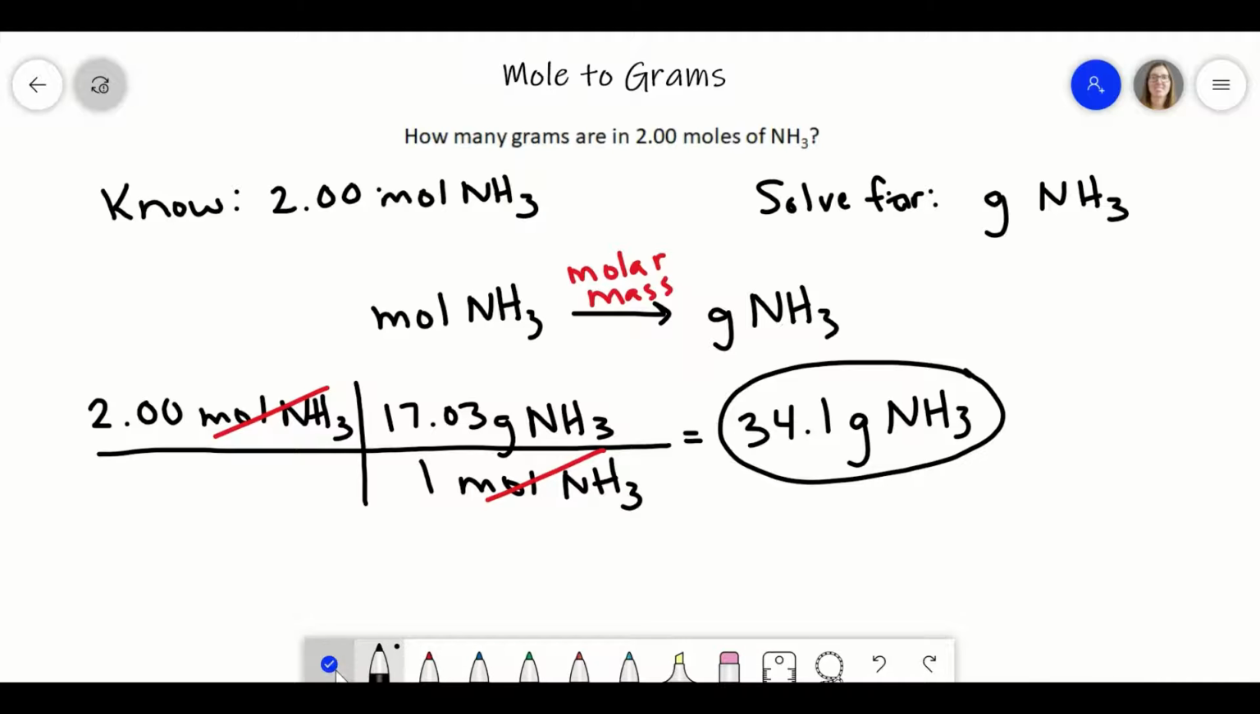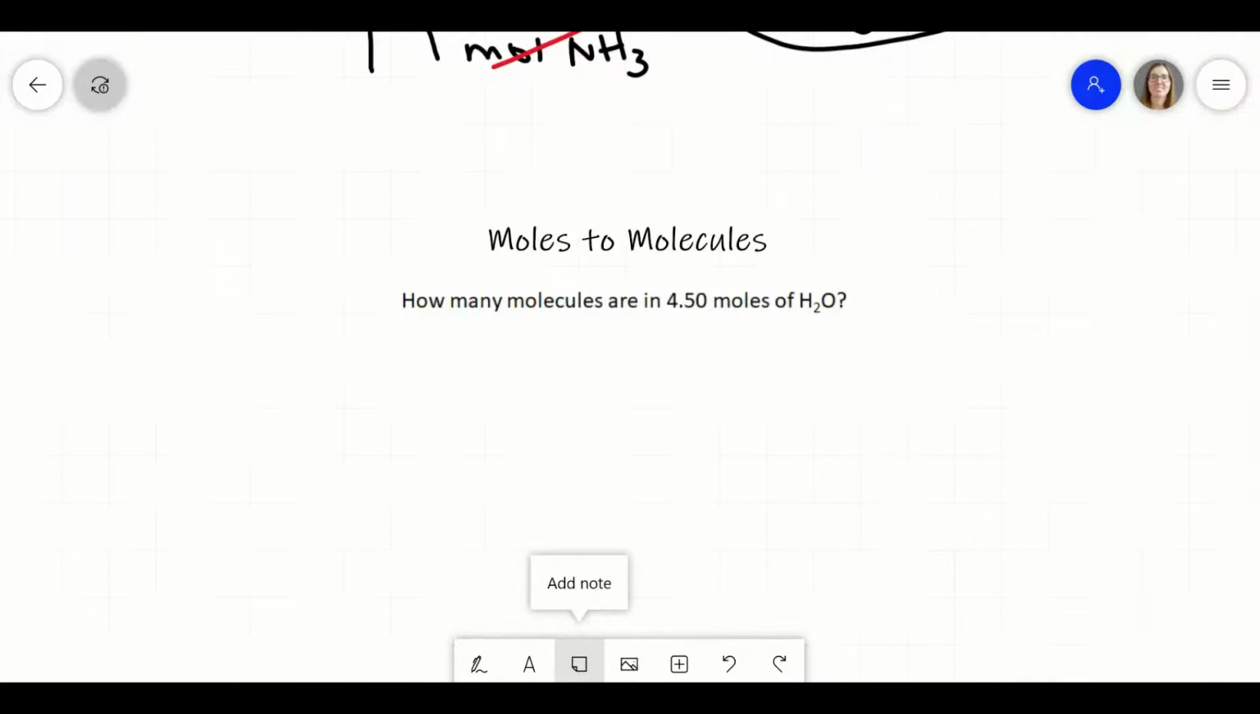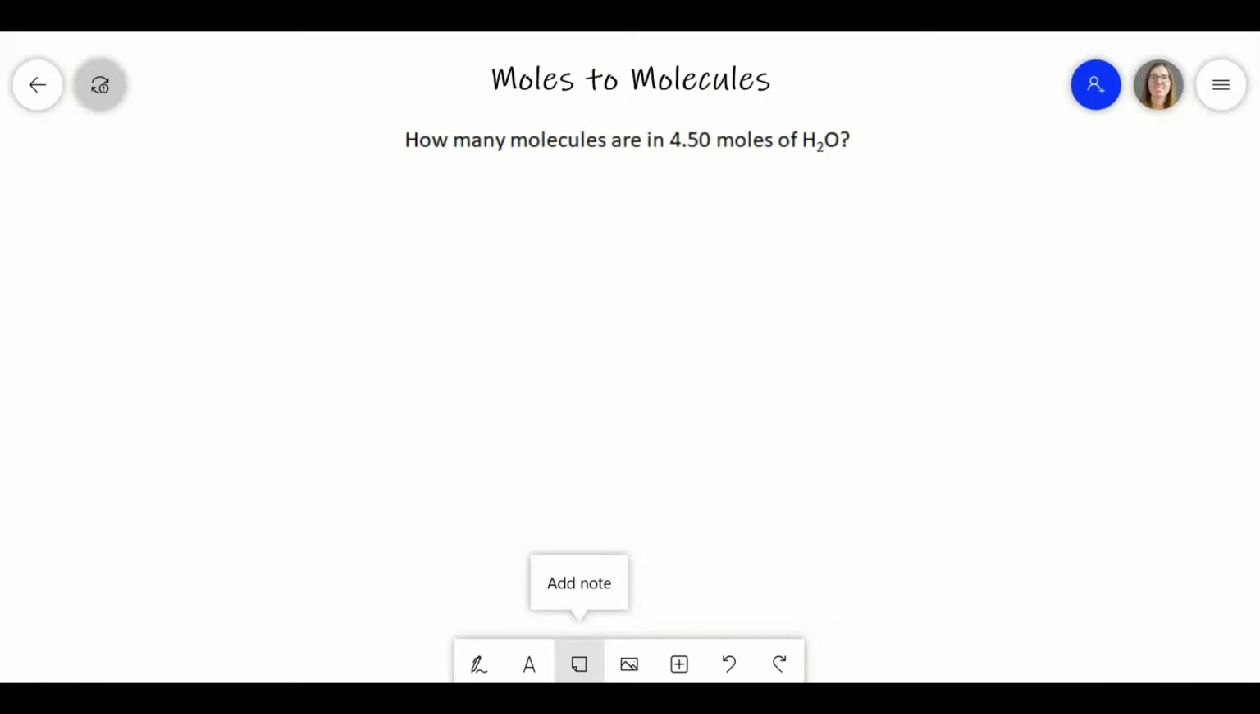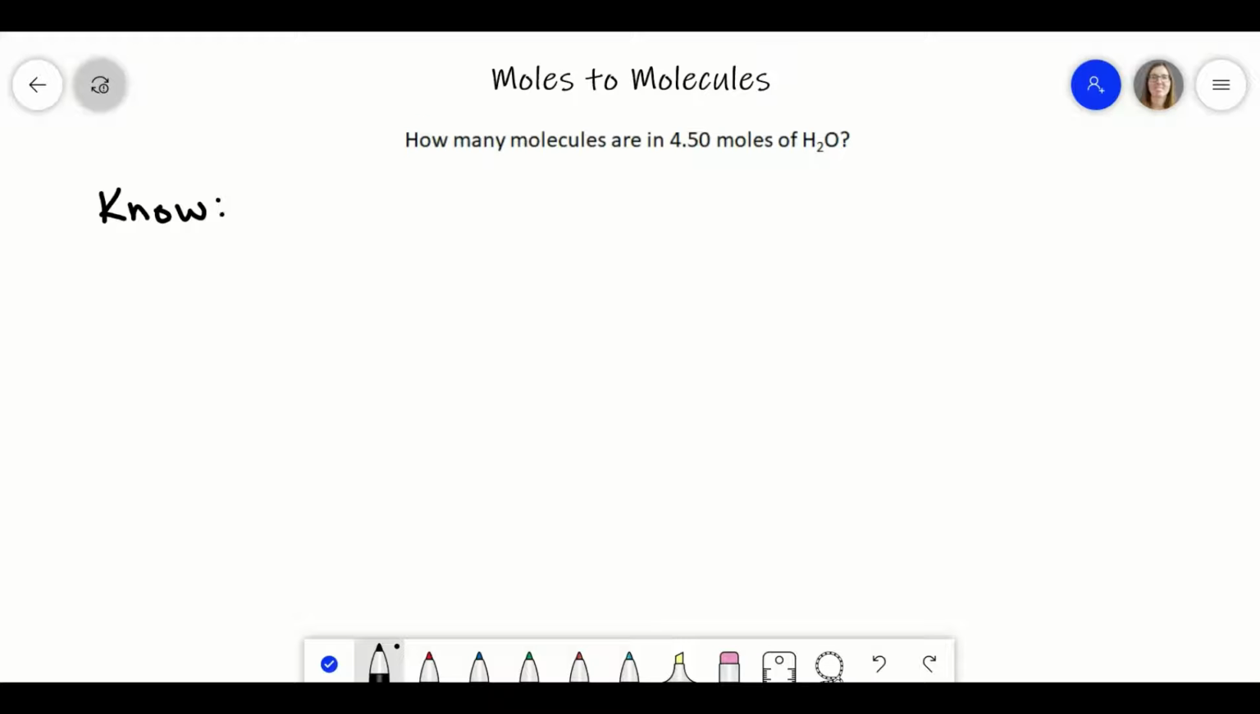Let's look at another example. Let's do a moles to molecules example. So this question asks, how many molecules are in 4.50 moles of H2O? Once again, we'll start by writing down what we know. So what's given to us is the 4.50 moles of H2O. And from the problem, that's the only information we can directly draw.